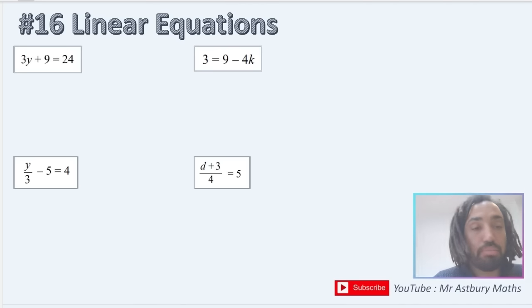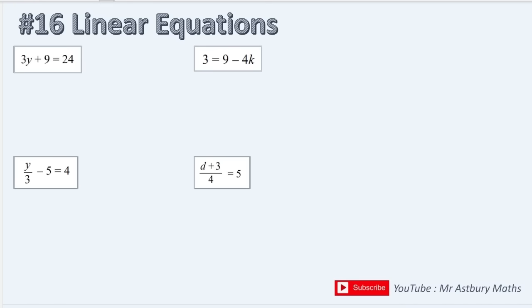Okay, let's do the examples. I will need to isolate and work out what the y is. So in order to do that, I'm going to subtract 9 from both sides. This is going to give me 3y is equal to 24 minus 9, which is 15. And then I'm going to divide both sides by 3 in order to get 1y, which is equal to 5.